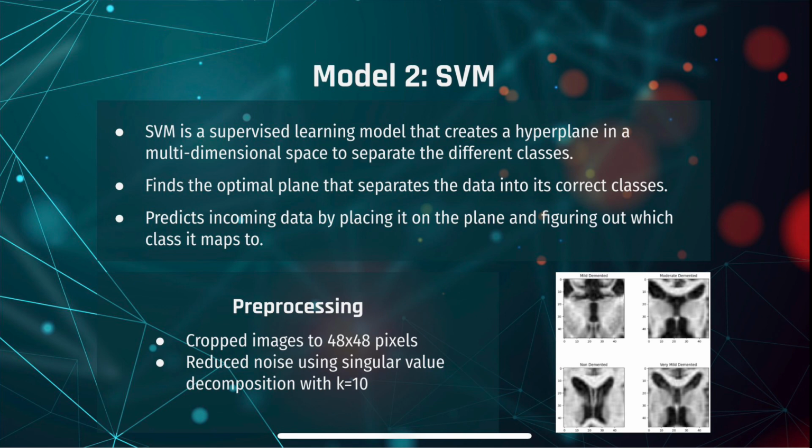For our second model, we decided to implement a support vector machine. This model creates a hyperplane in a multidimensional space to separate the data to its different classes. It then predicts incoming data by placing it on the map and figuring out which class it maps to.